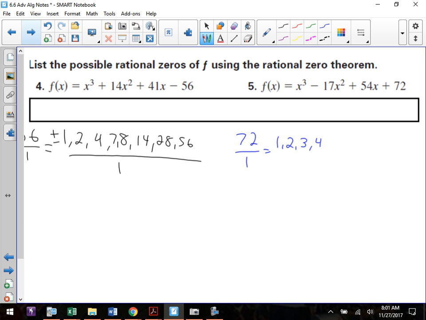If by chance I allow you to use a graphing calculator to figure out your possible zeros, table. Now, what would you do to figure out your table?